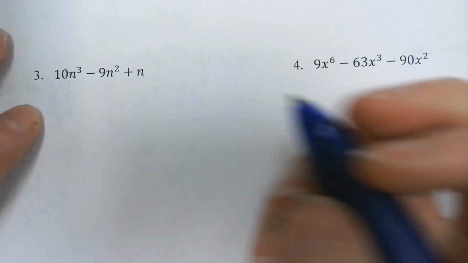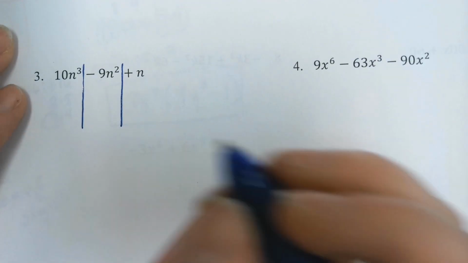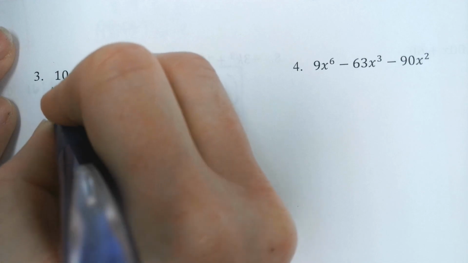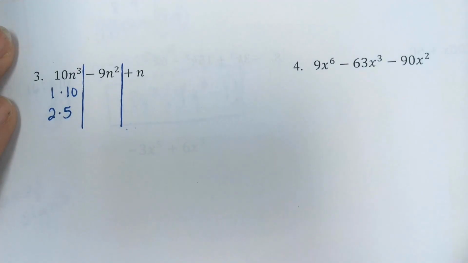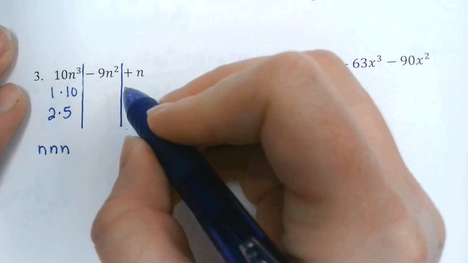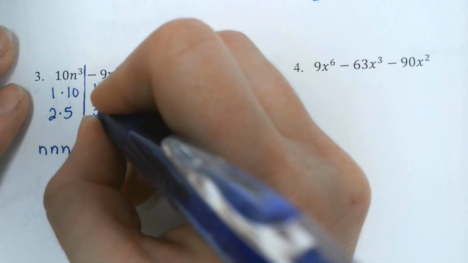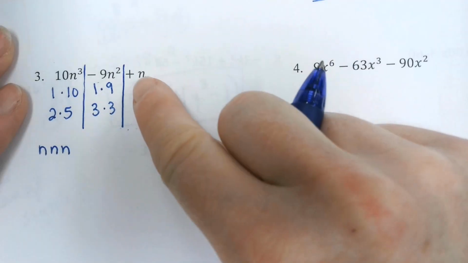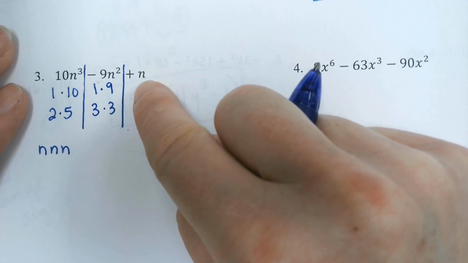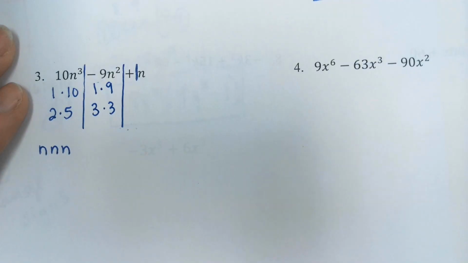Let's look at number 3. I'm going to go ahead and draw my lines. So for 10, we would have 1 times 10, 2 times 5, and then we have 3 n's. For 9, we would have 1 times 9, 3 times 3. Okay, so this is where it kind of gets lost. I don't have a number in front of here, but what do I have that's invisible? 1. So go ahead and put that 1 there.